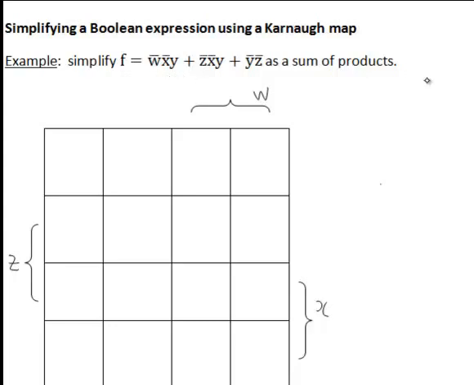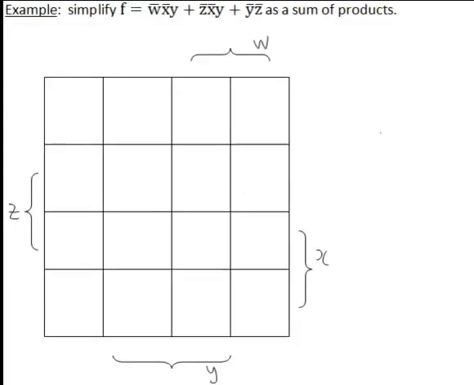F equals W bar X bar Y plus Z bar X bar Y plus Y bar Z bar. And there are four variables in this expression, W, X, Y, Z. So here is an example of how we could set up a Karnaugh map with those four variables in it. Noticing that one of them being in the right hand side two columns, then the one opposite it is in the middle two columns. And the same here. One of them is in the bottom two rows, so the other one is in the middle two rows. And that's to ensure we get every combination of states.